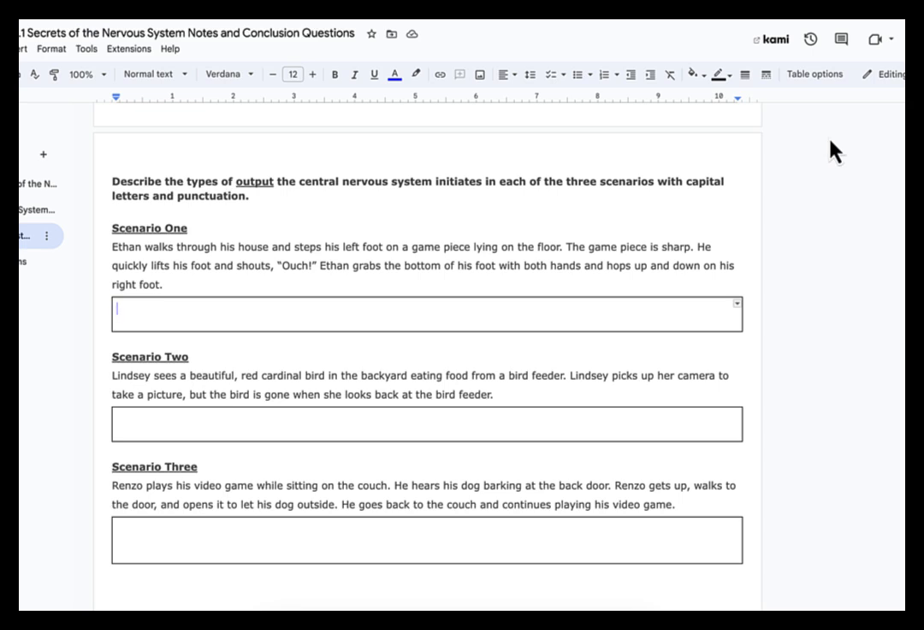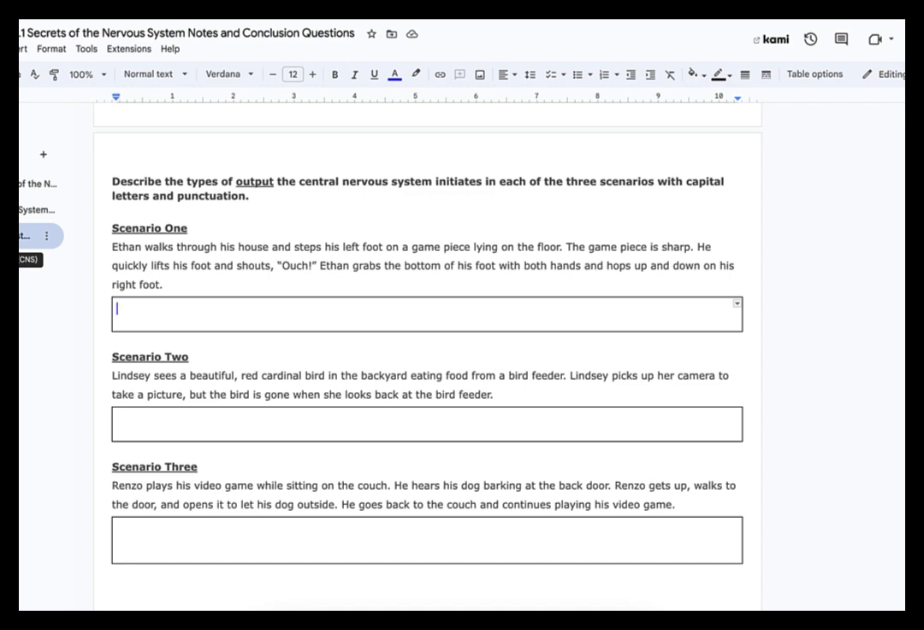Now, if we're talking about the same scenarios, but this time we're over on central nervous system. Before it was peripheral or sensory neurons, five senses, your nerves. Now we're going into brain, spinal cord, motor, or moving neurons. What is the output? So once that sense goes in, what happens next?